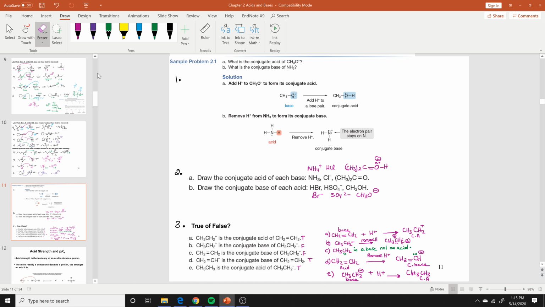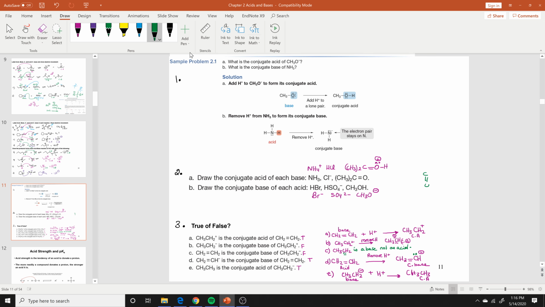So if you want to draw the conjugate acid, just add a hydrogen to each one of them. This is easy. NH3 is going to become NH4 plus. Please maintain your formal charges. It's going to be HCl. Now this one over here, where are you going to add the hydrogen? You need to figure out where is your base. Where is your base in this guy over here? Because it's a base, right? So where is your base?